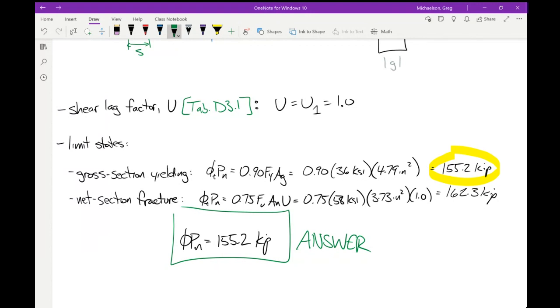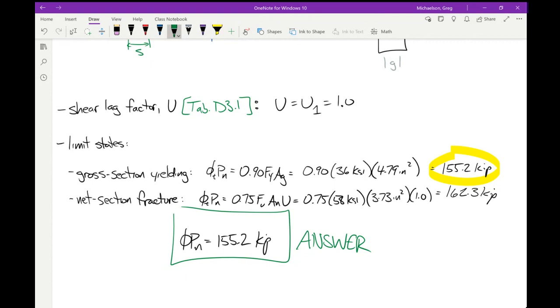Boom. If we're doing slenderness, the r value recorded in the book's always the r minimum, right? Yes, that is correct. So for an angle, whenever you're looking at an angle, there will be 3 r values listed. There will be an rx, an ry, but then there's an rz.